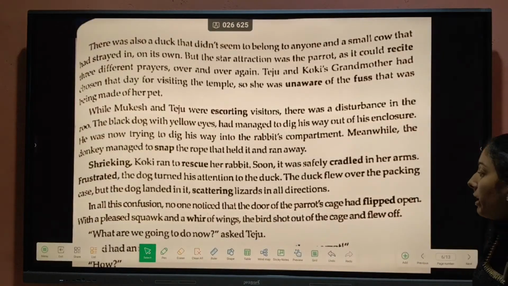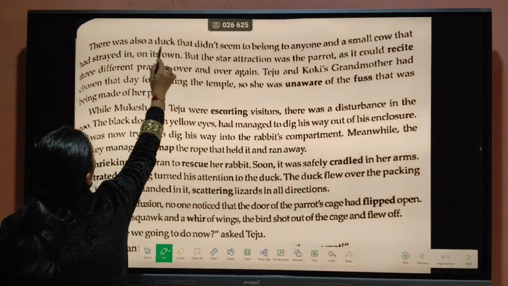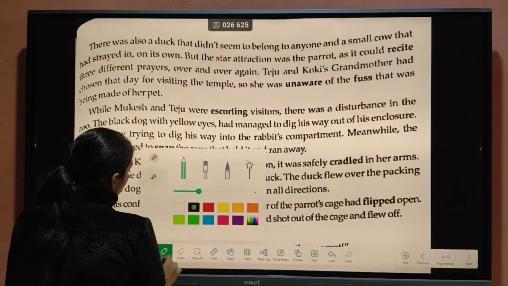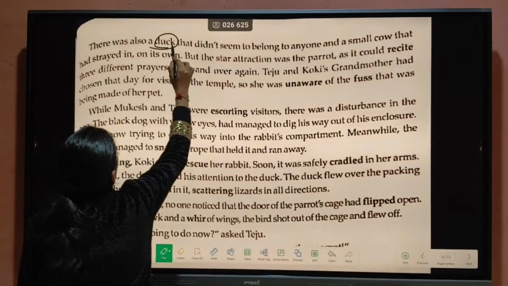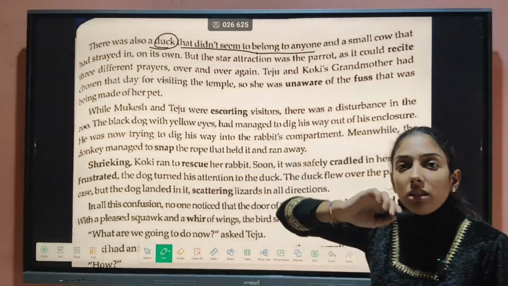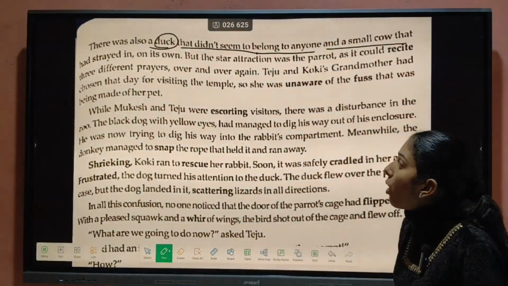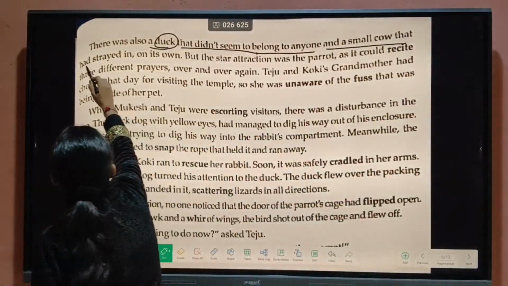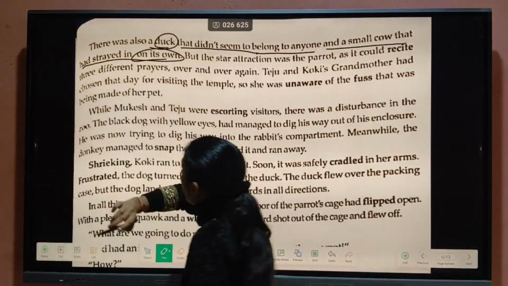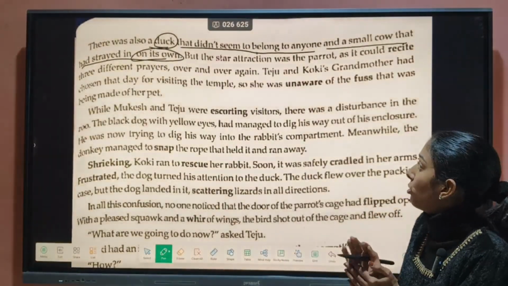Now, what happened, beta? There was also a duck. They have brought one duck also that didn't seem to belong to anyone. They don't know whose duck it was. And a small cow that had strayed in on its own. They found a duck and a cow, so they brought them also.